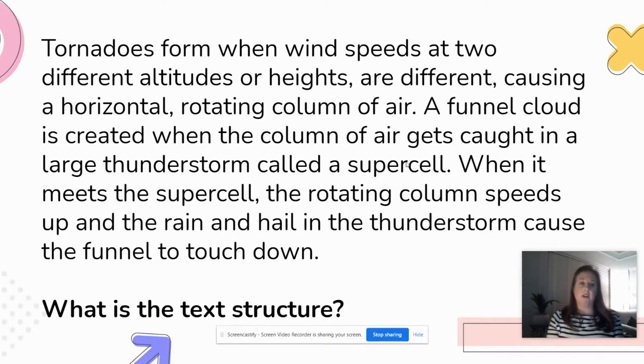Okay, tornadoes form when wind speeds at 2 different altitudes or heights are different, causing a horizontal rotating column of air. A funnel cloud is created when the column of air gets caught in a large thunderstorm called a supercell. When it meets the supercell, the rotating column speeds up and the rain and hail and thunderstorms cause the funnel to touch down. Okay, so looking at that, I want you to think for a minute and look for some clue words of what the text structure might be in this particular passage.